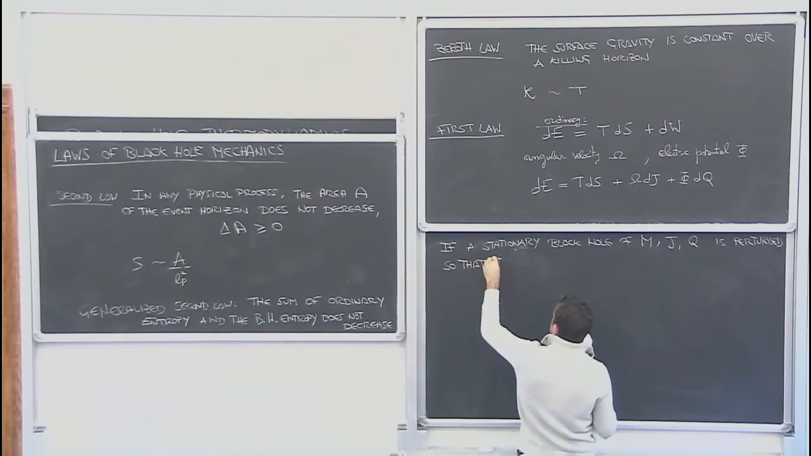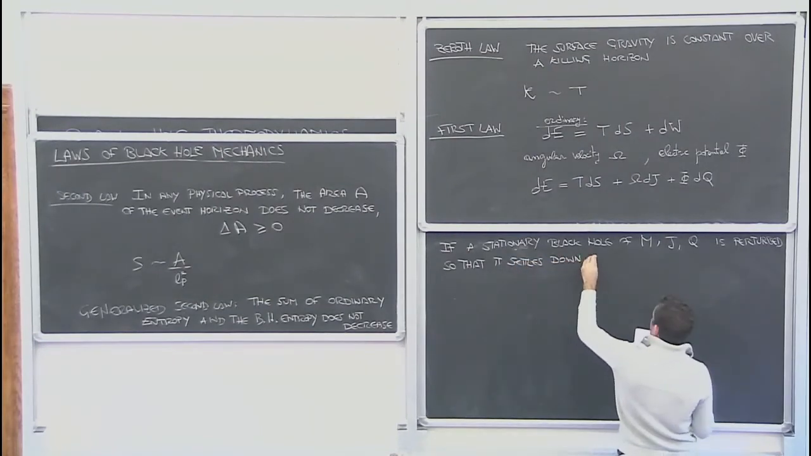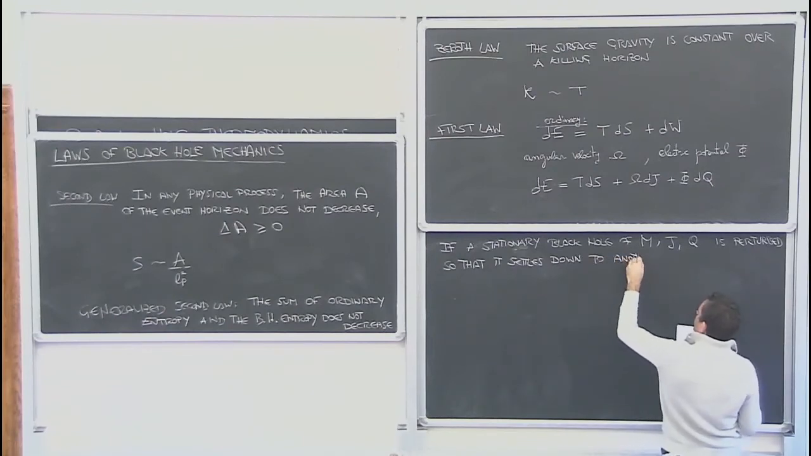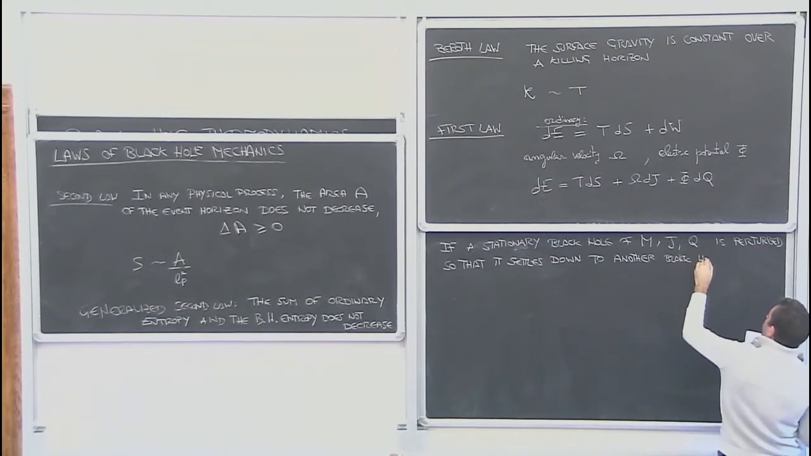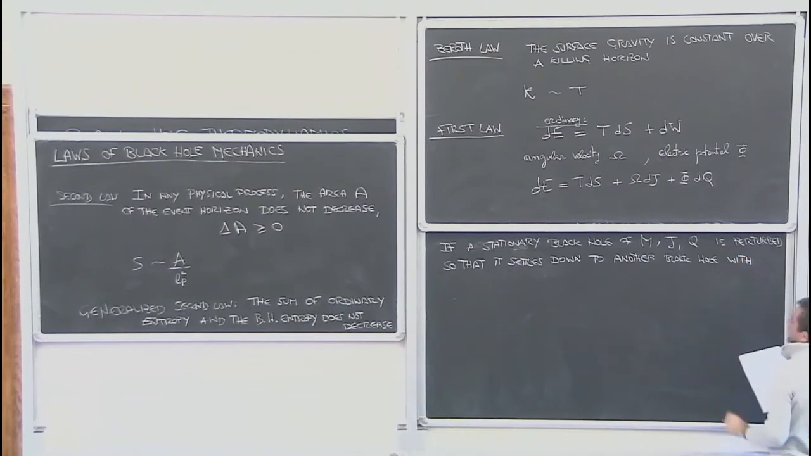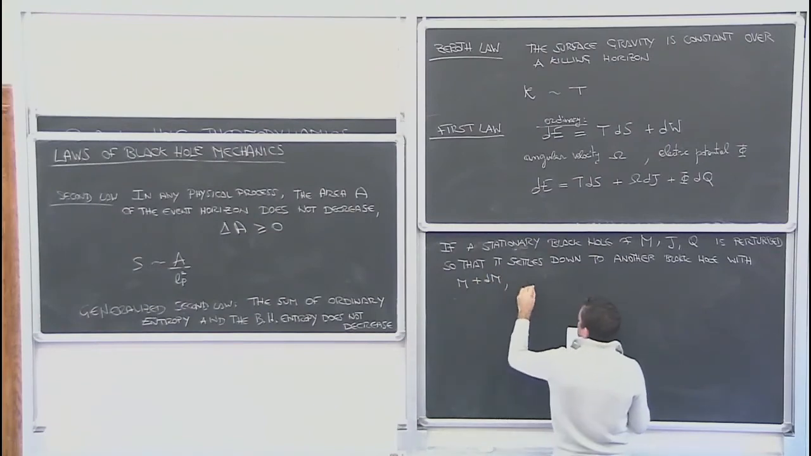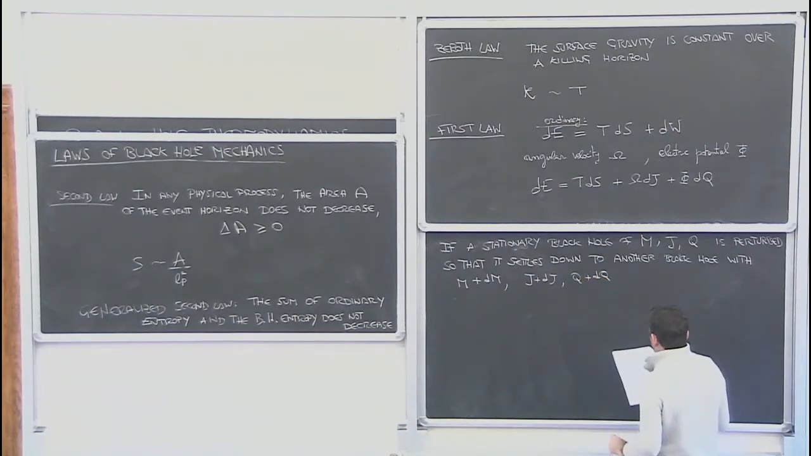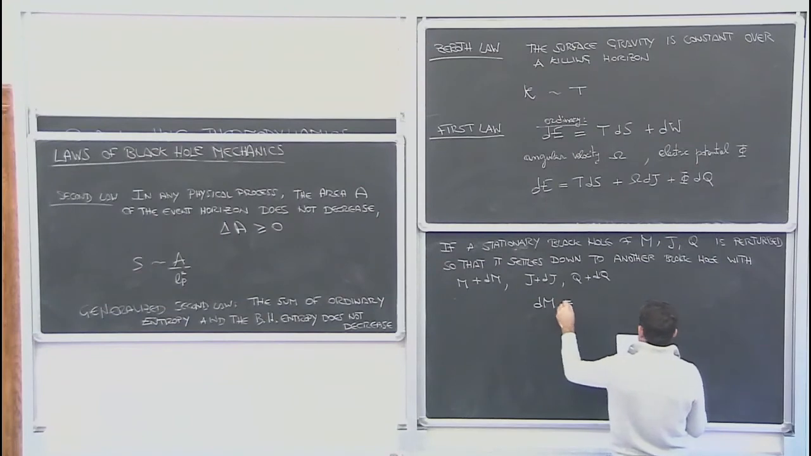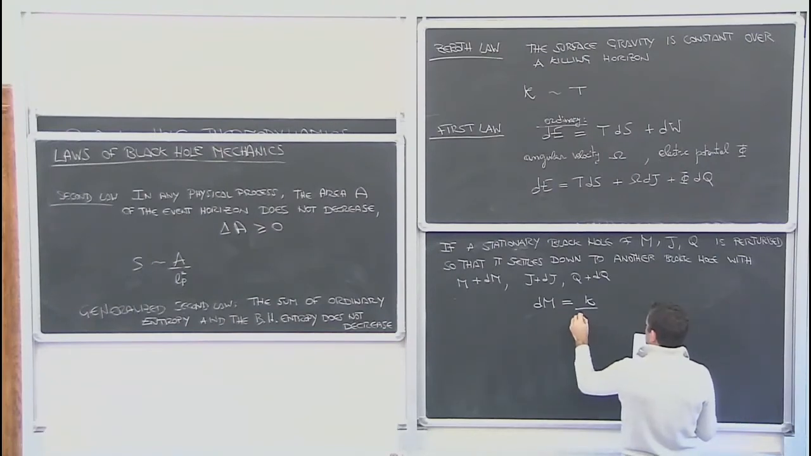So that it settles down to another black hole with mass M plus dM, angular momentum J plus dJ, and charge Q plus dQ, then the variation in the mass must be related to the variation in angular momentum and charge, but there's also a contribution from the variation of the area.